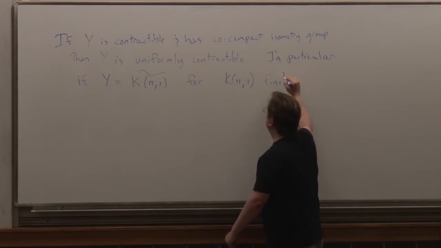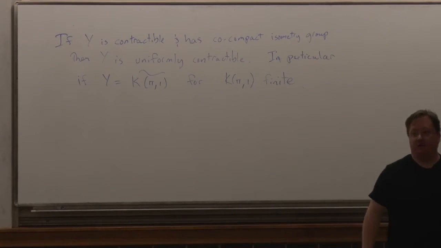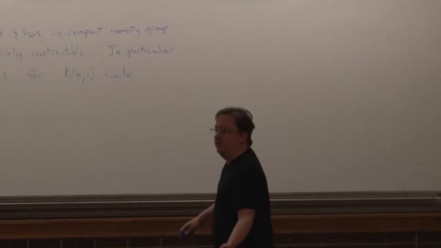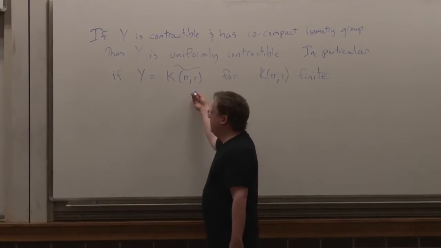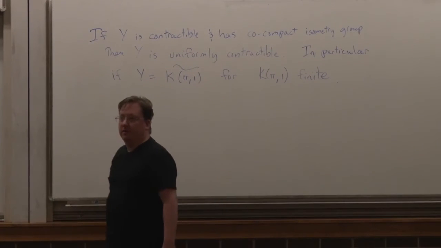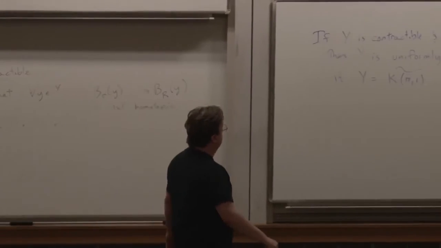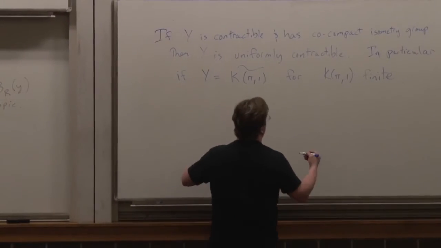this is a terrible way to write this, but if you have a finite aspherical, compact aspherical space, then its universal cover, well, by definition, it's contractible. And because the quotient by pi1 is compact, it has a co-compact isometry group. I didn't write a statement.